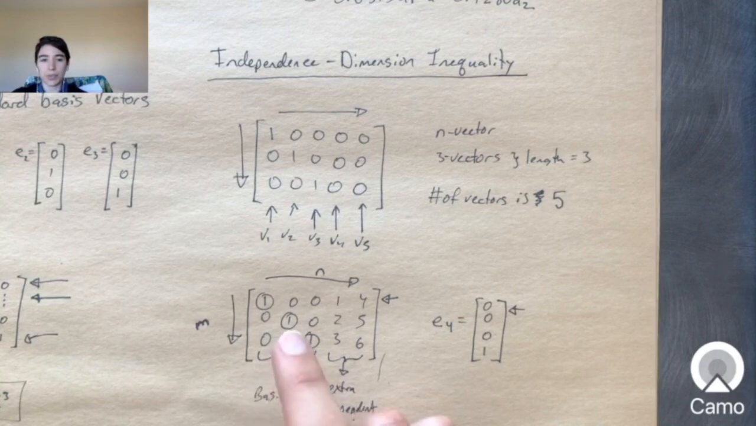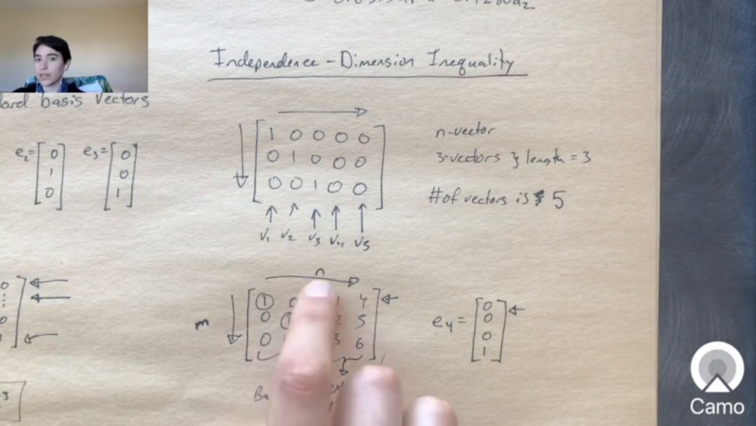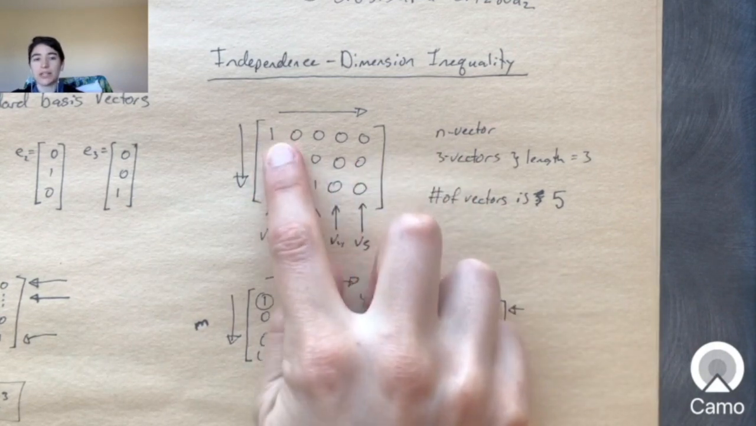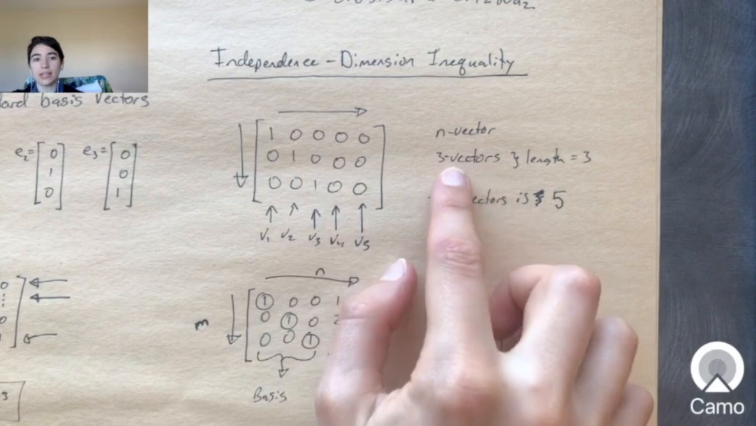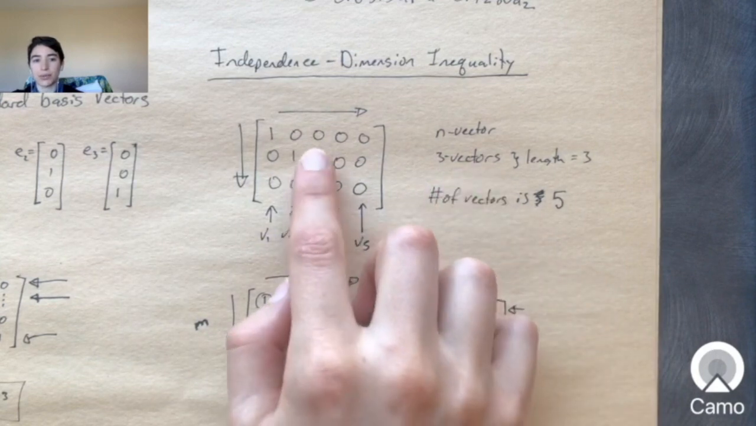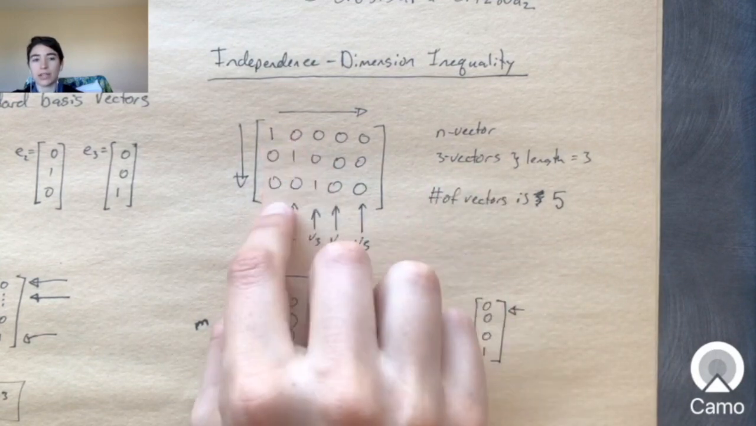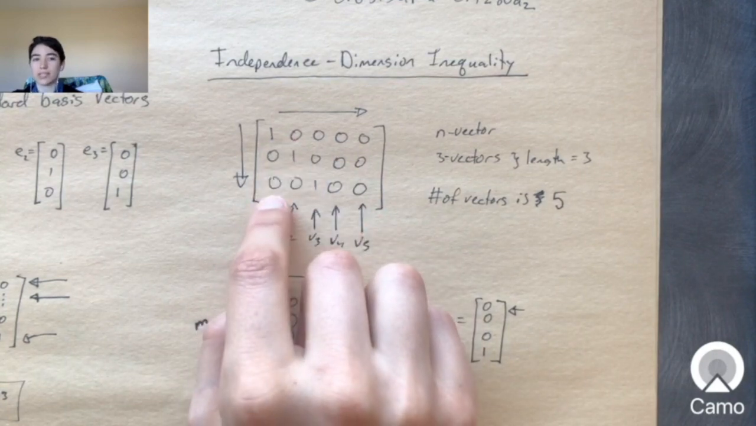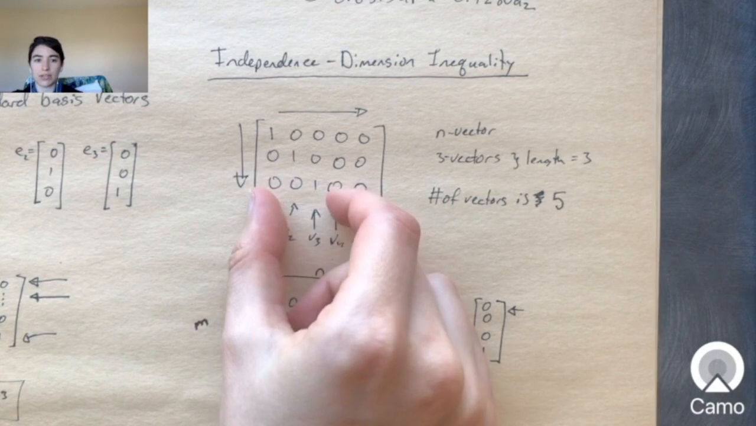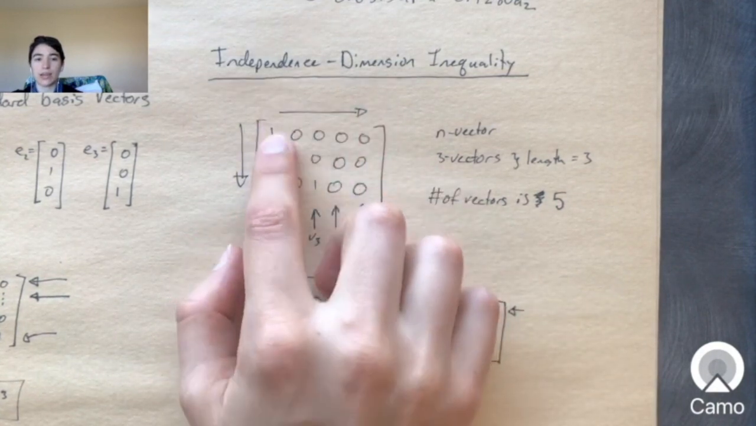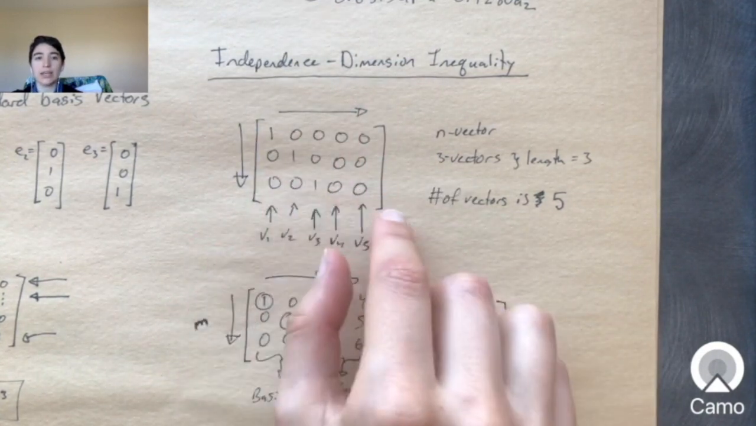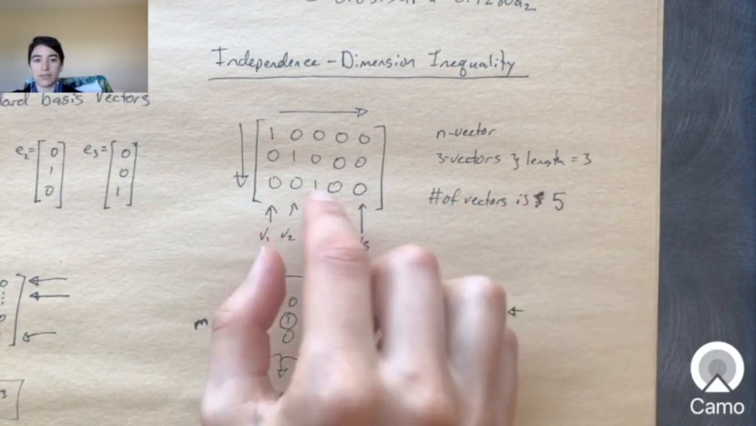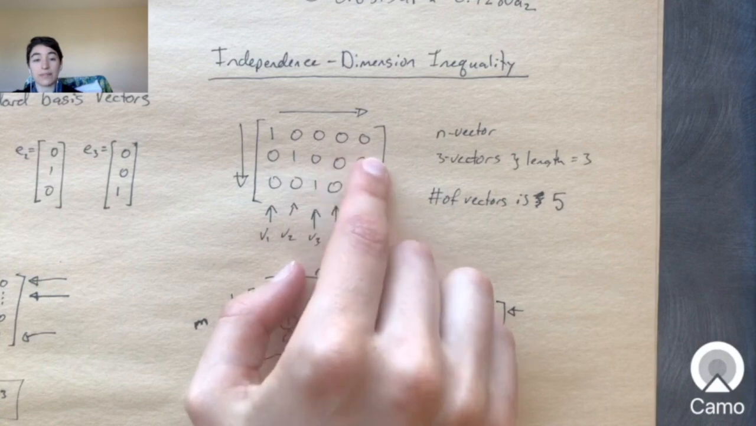So we must be in a three-dimensional space. And the terminology for this is an n vector is a vector of length n. A 3 vector, or 3 vectors, are vectors of length 3, which is a little bit confusing because it sounds like we're saying that you have 3 vectors in a set. No, it's that we have vectors that are of length 3. And the number of vectors we have overall in our set is 5, because we have 1, 2, 3, 4, 5 of them.